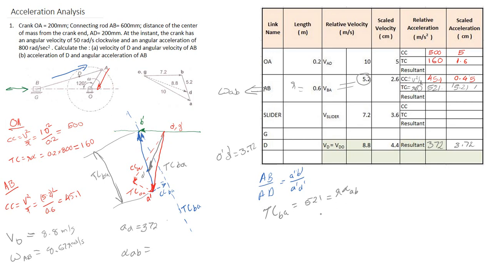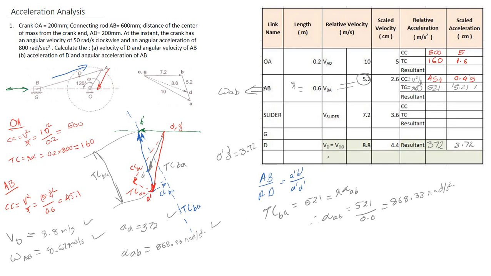The value of r is equal to 0.6. Therefore, the value of alpha AB is equal to 521 divided by 0.6, and the value will be equal to 868.33 radians per second square. So alpha AB is equal to 868.33 radians per second square. These are the 4 answers to our questions.